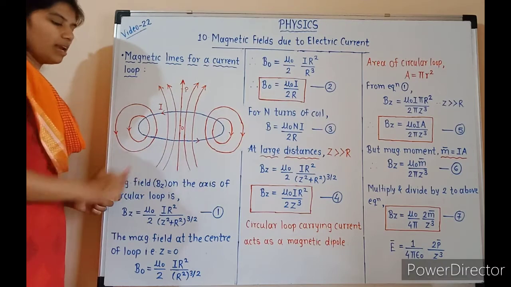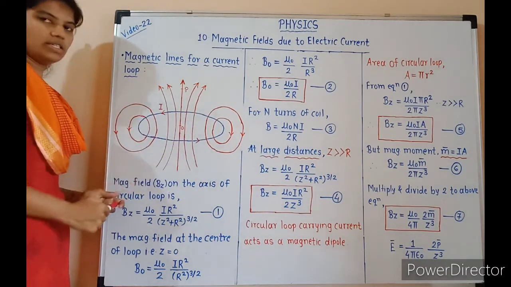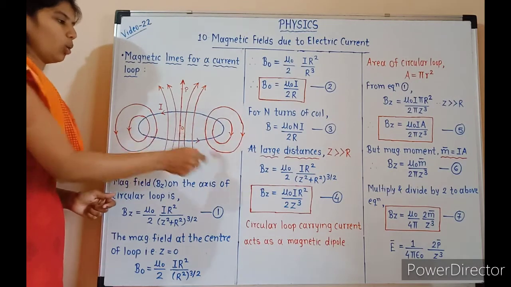And these magnetic field lines form circular loops.